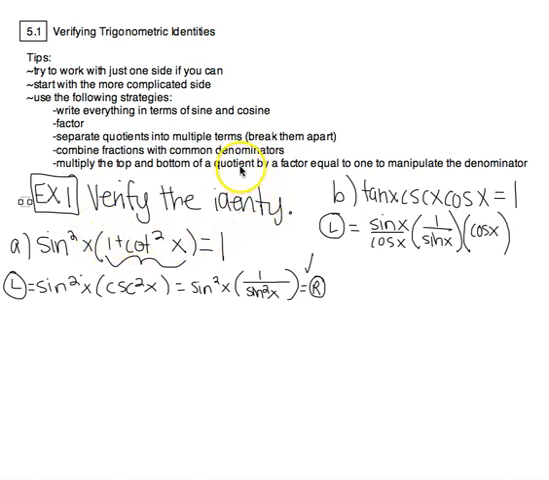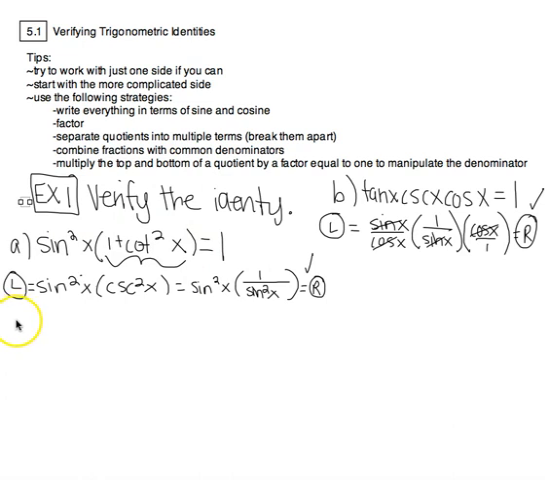So if we look at this multiplication, what we end up seeing is that we have a lot of things that cross-reduce. This sine x can cancel with this sine x in the denominator. This cosine x in the denominator cancels with this cosine x that would be in the numerator, because of course if no denominator is written, it's understood to be a 1. And so what we end up with is 1 over 1, which is the right side. So we've shown that that equals the right side, and we're done.